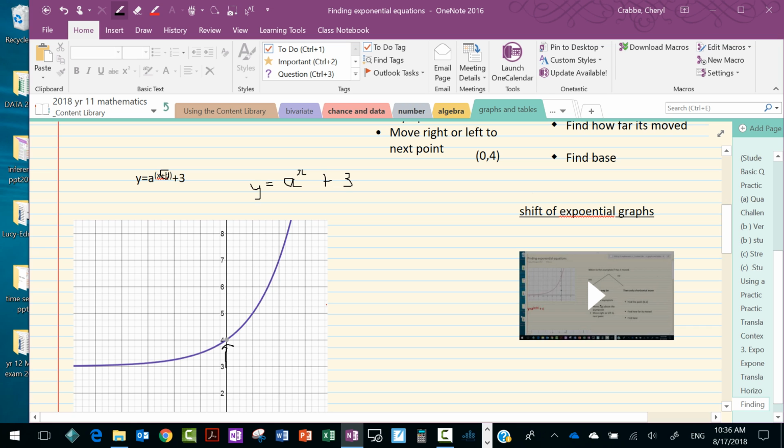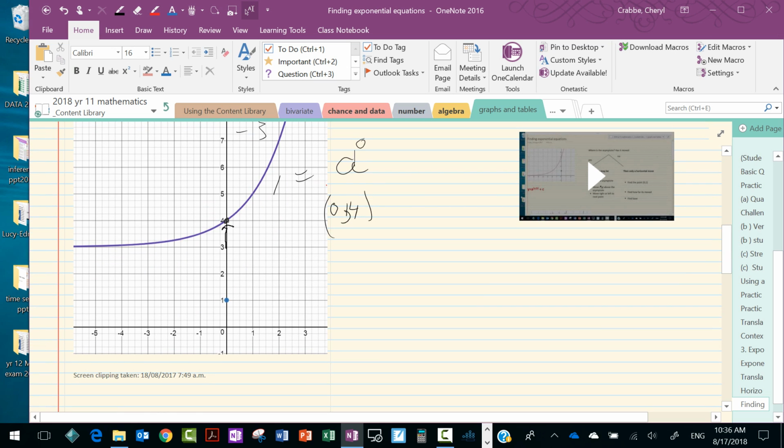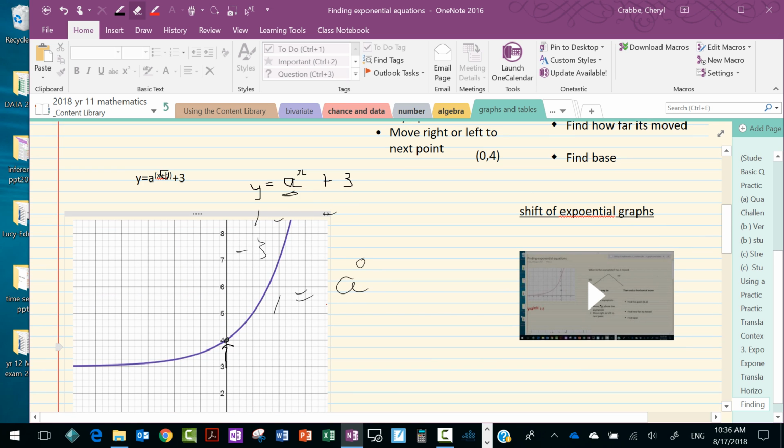The problem is that we obviously need to know what a is, right? So if we need to know what a is, we can take a point. And again, a point here is 0, 4. So we can throw in 4 is equal to a to the 0 plus 3. We minus the 3. Minus 3, and we get 1. A to the 0 is equal to 1. Is that helpful? That's not helpful, is it? We need another point. That 0, 1 is not going to be useful, or 0, 4 is not going to be useful. So let's try another point.